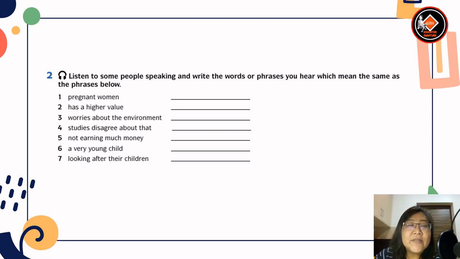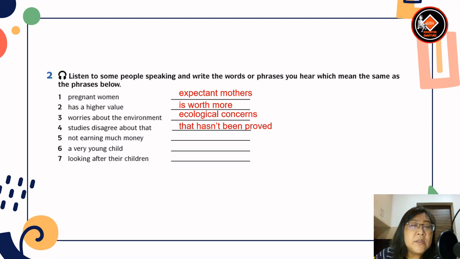Dear students, let's look at the answers. So here, you have to write the words or phrases you hear, which mean the same as the phrases below. Pregnant women. So answer is expectant mothers. Has a higher value. Answer is worth more. Worries about the environment. So answer is ecological concerns. Studies disagree about that. So the phrase is that hasn't been proved. Not earning much money. On a low income. A very young child. An infant. Looking after their children. Child care.